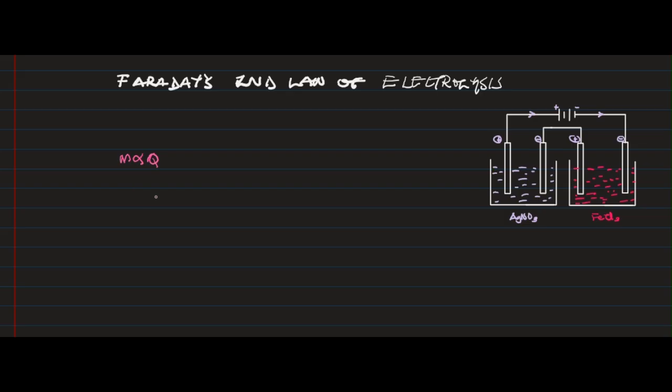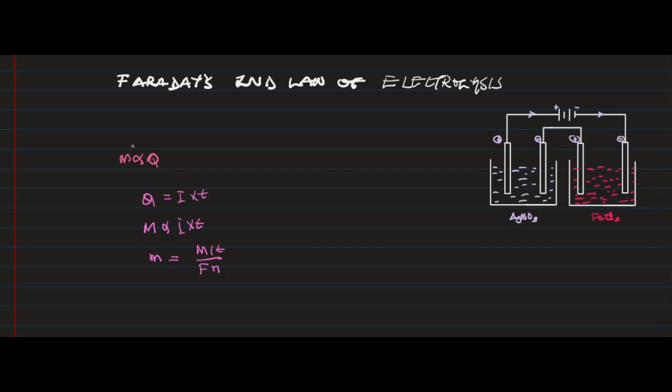We further said the quantity of electricity is equal to current times time, and then we changed the relationship into mass proportional to current times time, and then we converted the proportionality to an equation by introducing Faraday's constant and molar mass. We said the mass deposited at each electrode equals the molar mass of the substance deposited times current times time, divided by the Faraday and the number of moles of electrons.